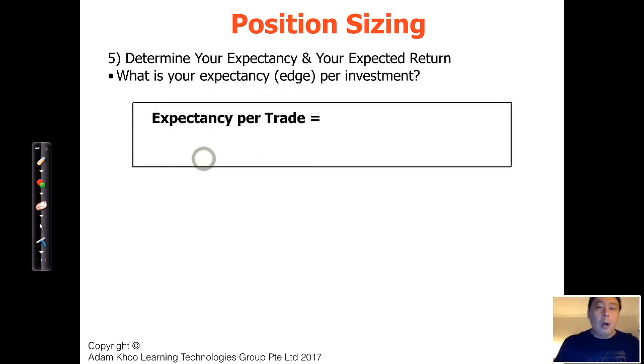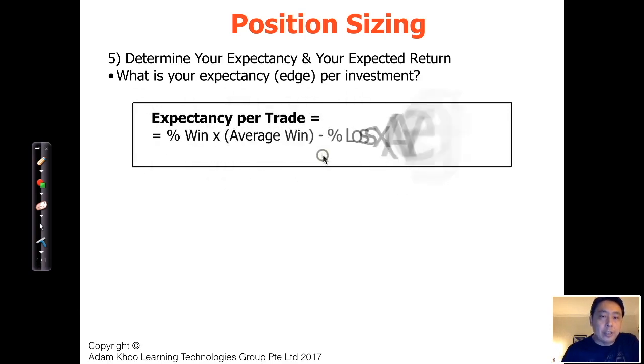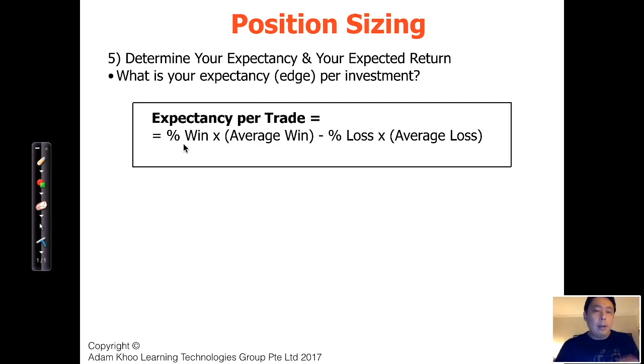So whenever you trade a strategy, you must always calculate the expected profit per trade. And this is the formula. The formula goes this way: percentage win multiplied by average win minus percentage loss multiplied by average loss.